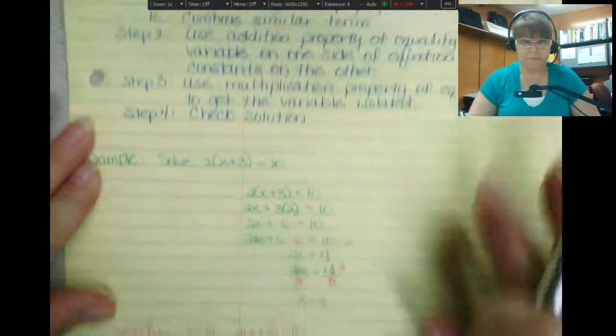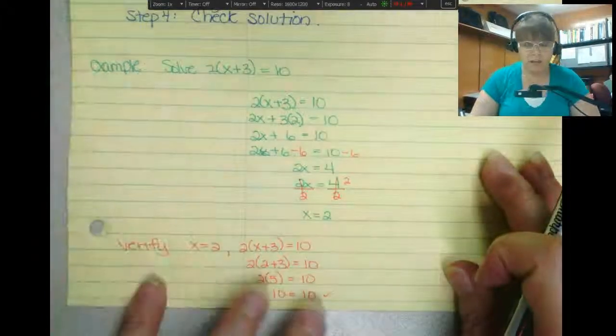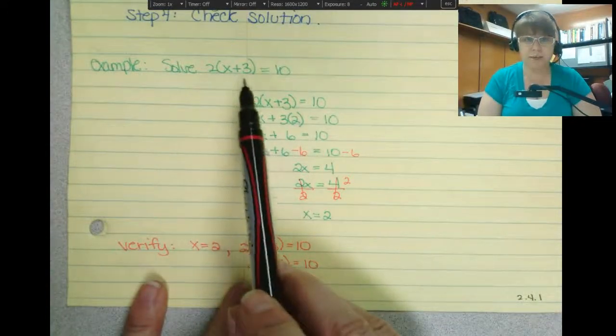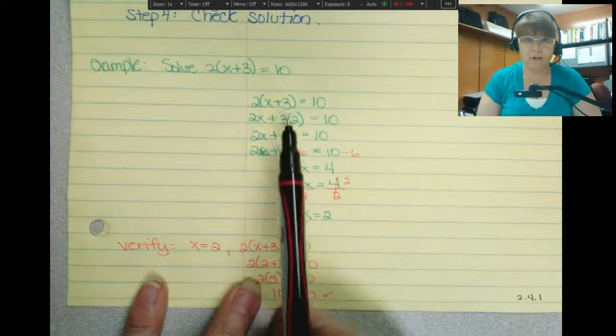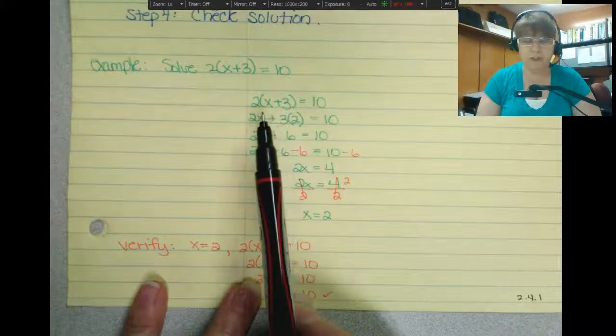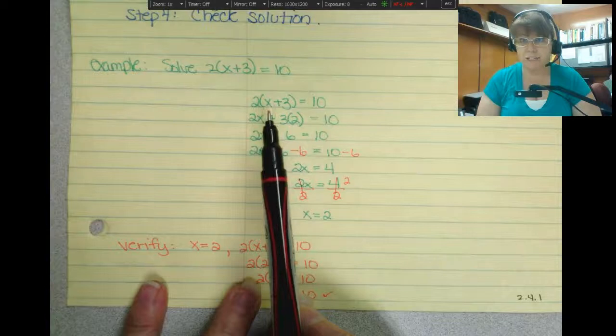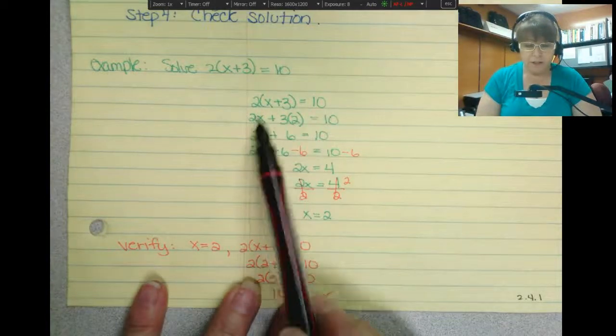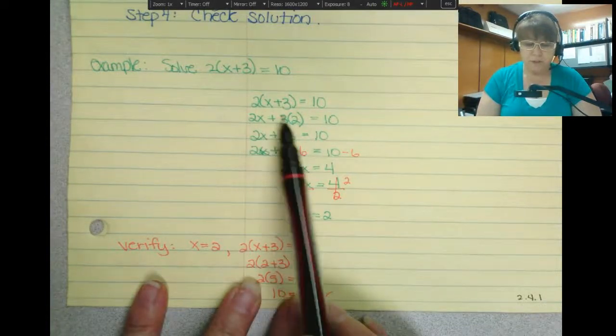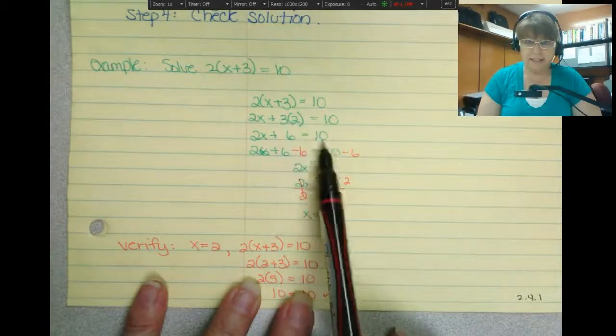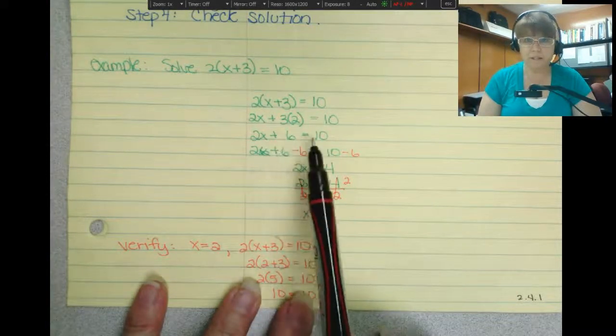For example, we want to solve 2 times the quantity x plus 3 equals 10. Our first step, let's distribute the 2 across the x plus 3. 2 times x is 2x, 2 times 3 is 6, and 10. So 2x plus 6 equals 10.